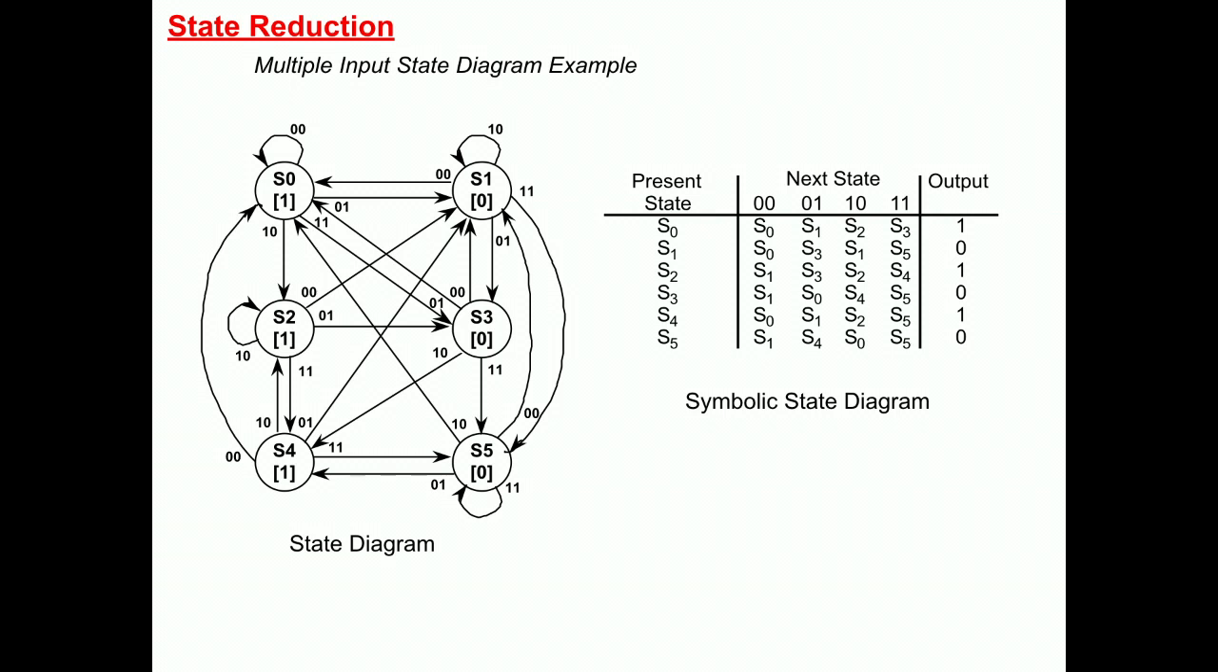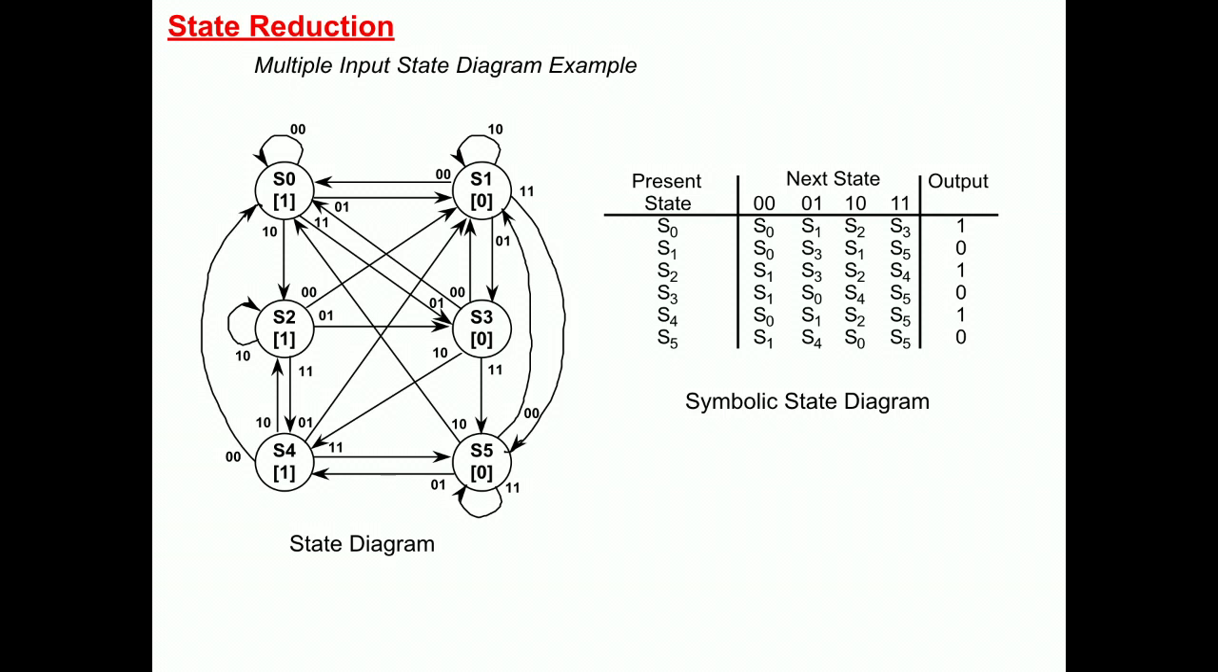This is another example. I'm not going to spend a lot of time on this one. It's a more complicated state machine. This one happens to be a Moore style state machine. And this one has multiple inputs, not just a single input. Right? So you have the possibility of four arcs leaving a node instead of just two.